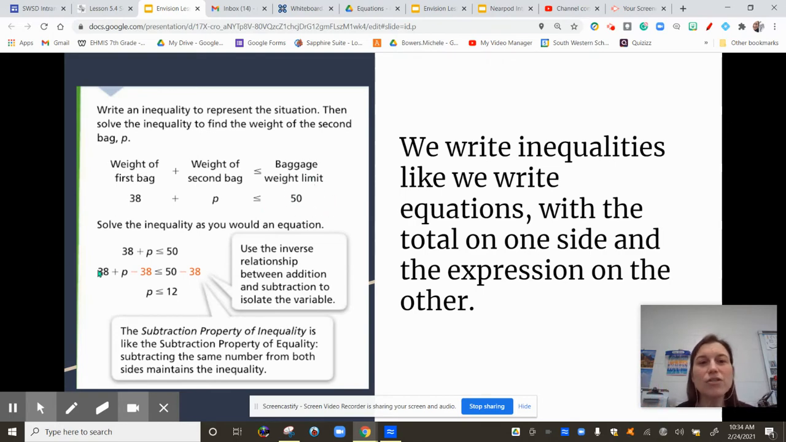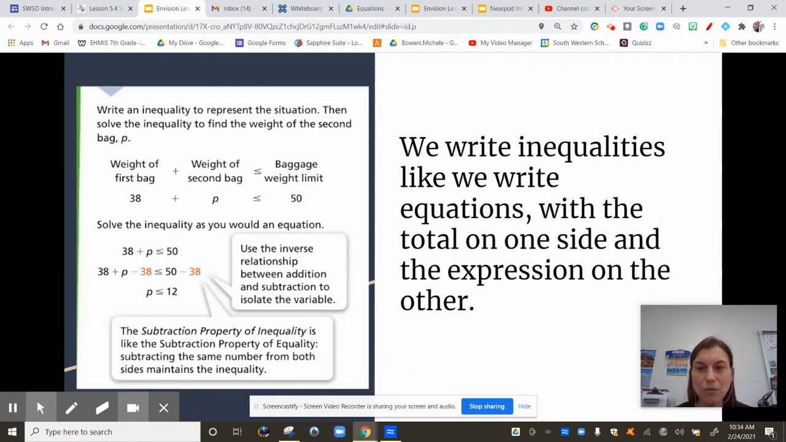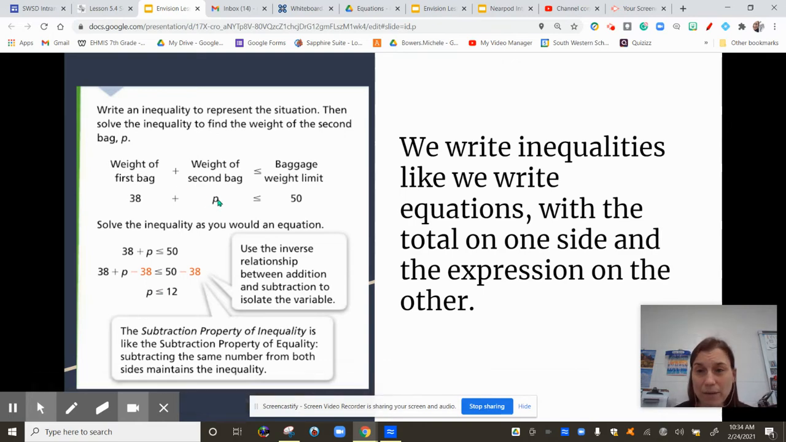Okay. So from there, we would solve it. And we're going to solve it a lot like we solve an equation. In order to isolate the second bag and get it by itself, the opposite of adding 38 is subtracting 38 from both sides. So we take away the same amount on both sides. That keeps the inequality in the same balance. And so we know that the second bag has to be less than or equal to 12. If it was 12 pounds, then together they would be exactly 50 pounds. But it can't be 12 and a half pounds because then it would be over 50. But could it be 11 pounds?